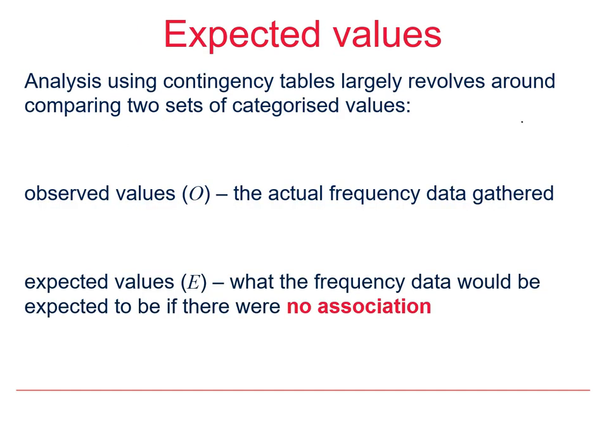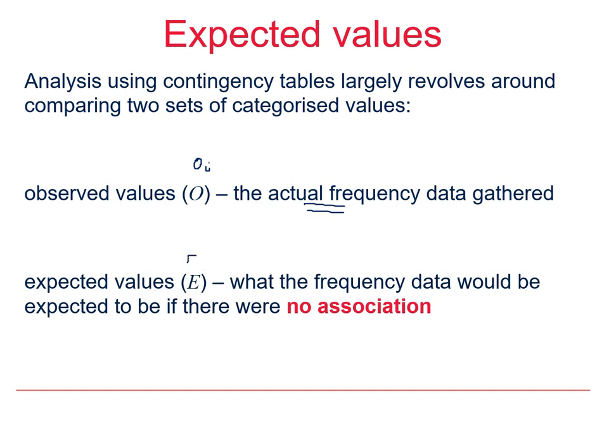So there were 83 people involved in our sample, and those people were categorized according to GCSE grade and eye color. When we want to analyze the data we have in a contingency table, the way we do it is to compare two sets of values or frequencies. So first of all, we have our observed value, O_i, because there are several of them, and those are the actual frequencies of the data gathered. So the frequencies from our sample that we put in our contingency table.